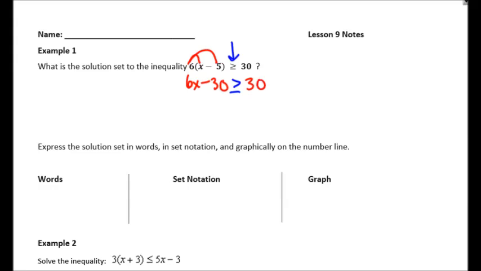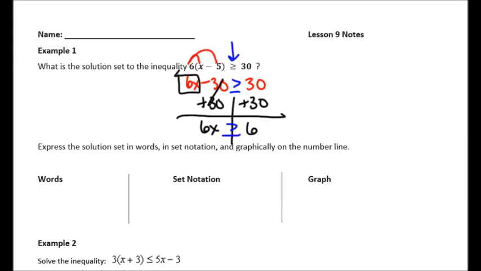All right, so we have 6x here. Draw our line down. Who do we want to move? We're going to add 30 to both sides. And we get 6x is greater than or equal to 30 plus 30 is 60. Remember, I want that x all by itself, and 6 and x are being combined with multiplication, so I'm going to do the opposite and divide. So what I get here is x is greater than or equal to 10.